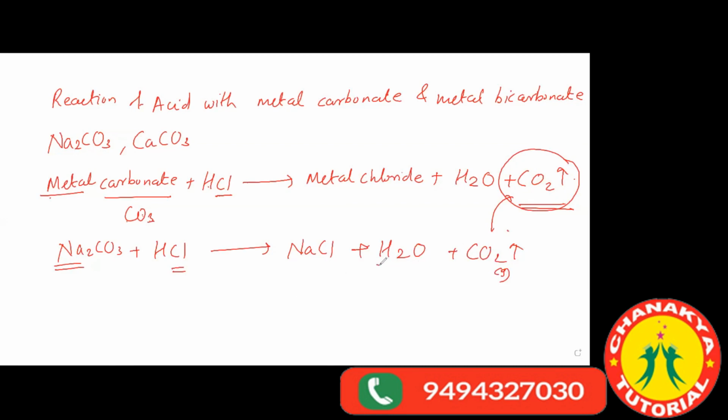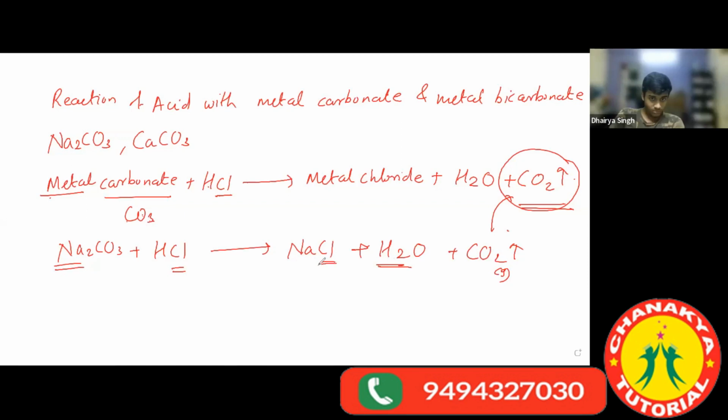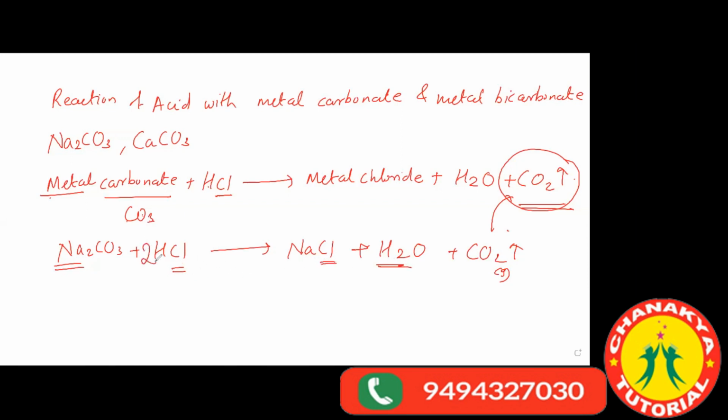See the balancing. How many hydrogens are here? 2. How many chlorines are here? 1. Two hydrogens here, only one hydrogen there. For balancing, I am going to multiply it by 2. Chlorine becomes 2, and here chlorine is only 1, so I have to multiply this also by 2. So here 2 sodium, and this is 2 sodium. Everything gets balanced. Clear? Yes, ma'am. When metal carbonate reacts with acid, it will form a metal salt plus water plus carbon dioxide.